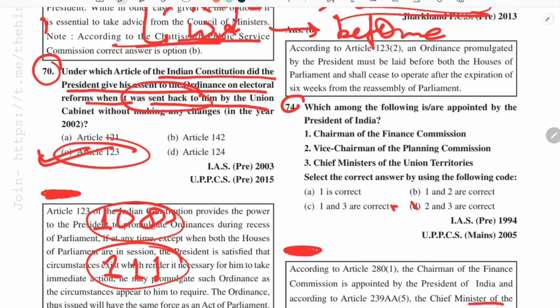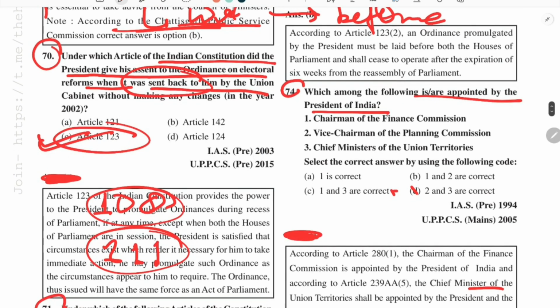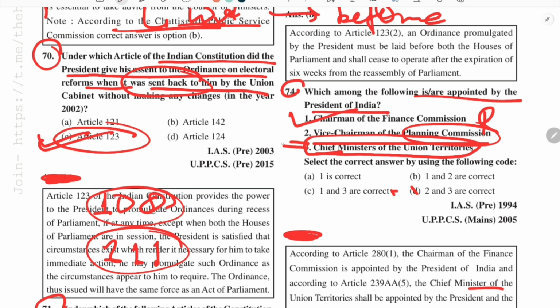Coming to the next question, which among the following are appointed by the President of India? The Chairman of the Finance Commission is appointed by the President of India. Chairman of Planning Commission: we know that the Prime Minister is the chairperson of the Planning Commission. The Vice Chairperson of the Planning Commission is appointed by the Prime Minister, not by the President. Chief Minister of Union Territory: we know that the union territories are directly under the central government, so the Chief Minister of a union territory is appointed by the President. So that is true. So here the answer is C, 1 and 3.